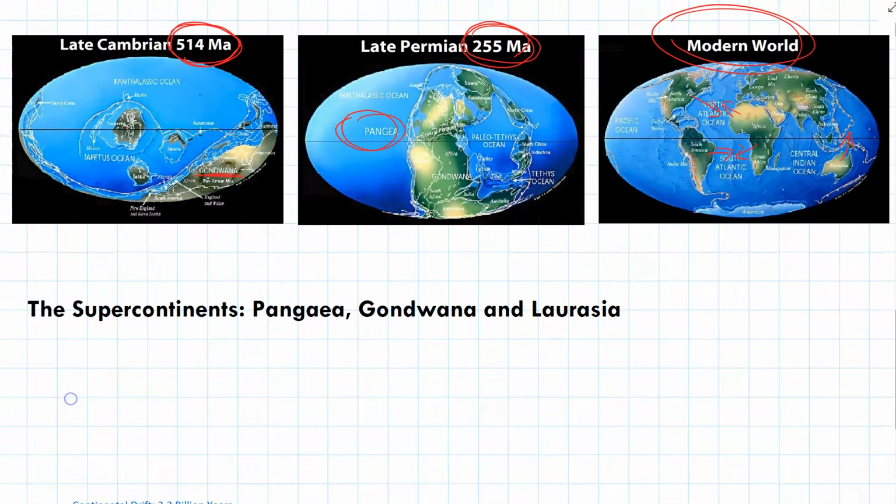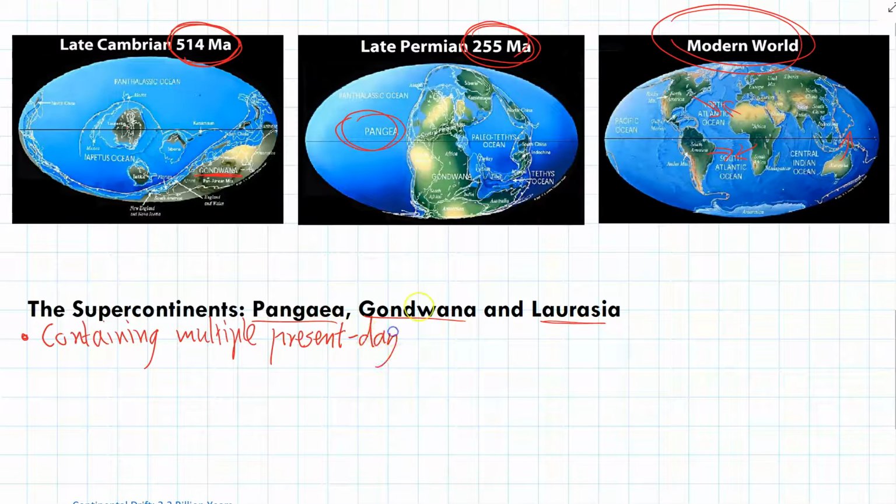Okay, so that leads us on to the supercontinents, and we need to be able to know the 3 supercontinents that are the most recent ones, and how big they were and what happened to them over time. So essentially, a supercontinent is just a continent containing lots and lots of continents from today. So they contain multiple present-day continents. And these are the 3 most recent ones.